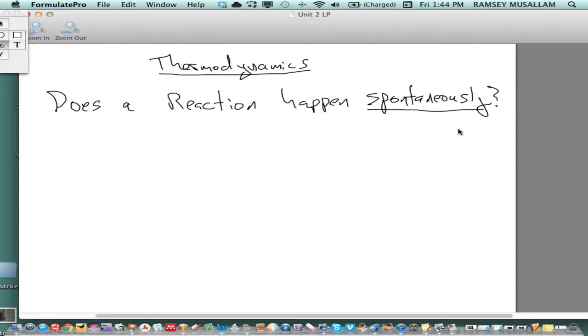Right? So I got all my methane bubbles. Wait a sec, that's methane and that's oxygen. Is this reaction happening? No, it's not happening. That reaction is non-spontaneous. Okay? In order to make it happen, what do I have to do? I have to light the bubbles. I have to make it happen.